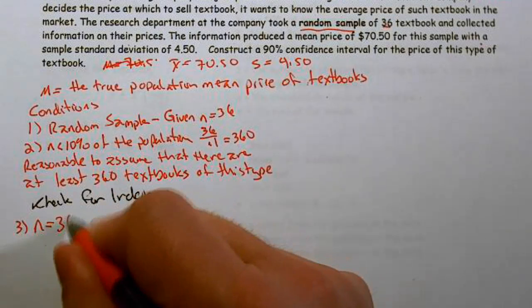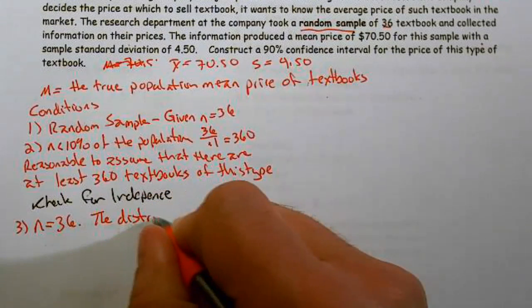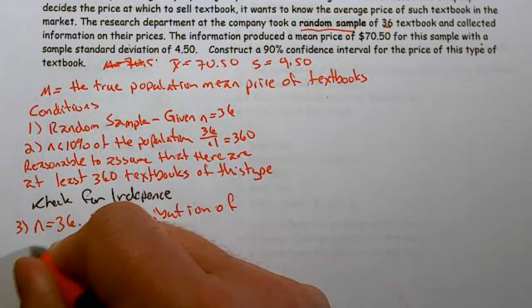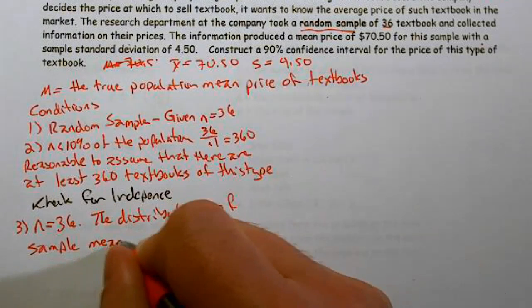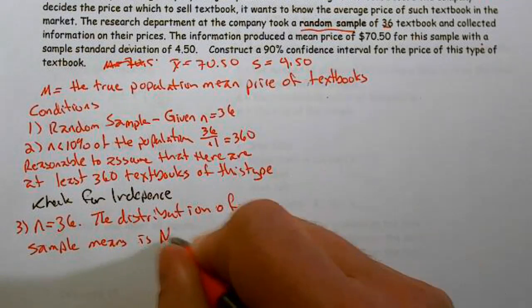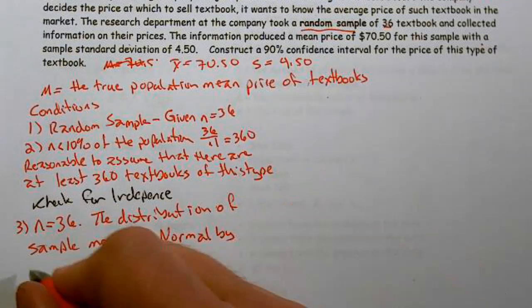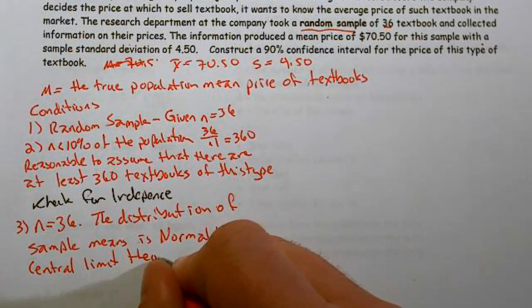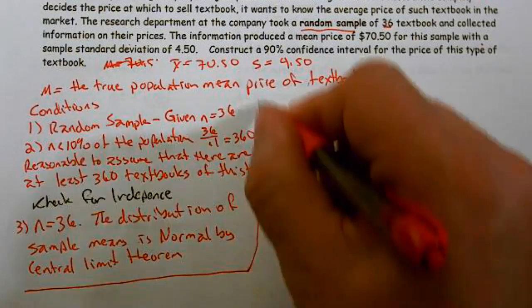But in this case, n equals 36. So the distribution of sample means is normal by central limit theorem. I sure hope I have enough room to write everything I need to write on this problem. All right.